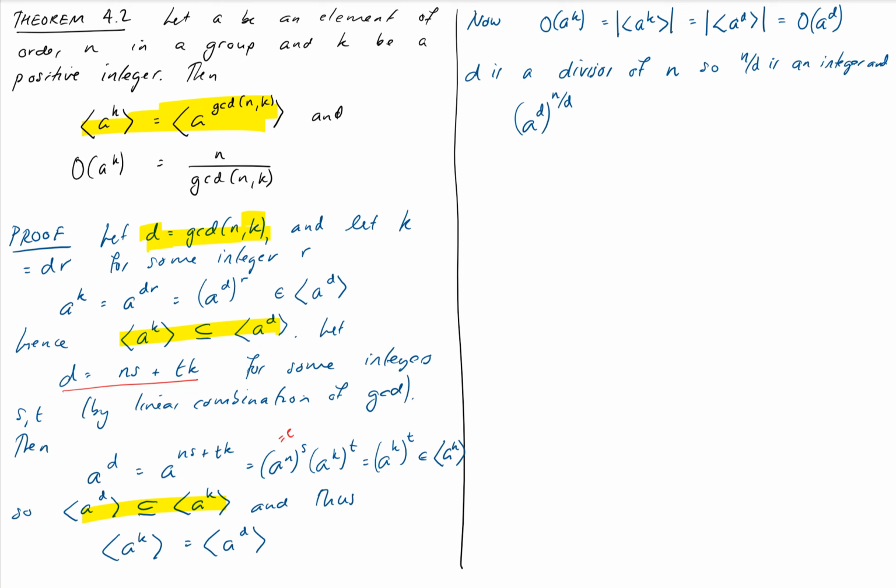and a to the d to the n over d is a thing that makes sense as a to the n, which equals e. What does this mean about the order? Well, it means a to the d to the power of this number is the identity. And that means that that number there is either the order of a to the d or it's a multiple of it. So hence, the order of a to the d is less than or equal to n over d.